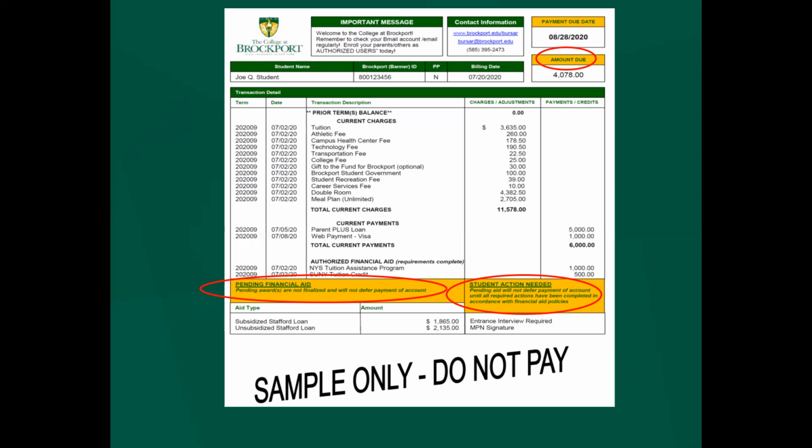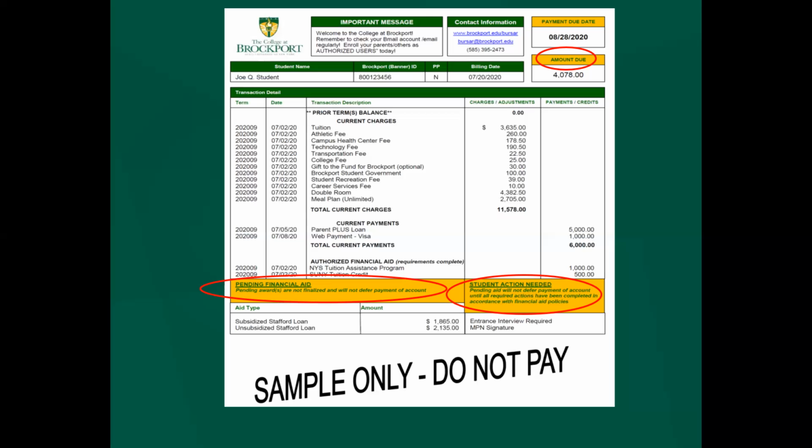Moving back to the transaction description column, at the very bottom, we have authorized financial aid in the form of New York State Tuition Assistance Program, or TAP, and SUNY tuition credit. Those credits will be represented like the payments in the far right column of payments and credits. If we subtract the authorized financial aid of $1,500 and the current payments of $6,000 from the total current charges of $11,578, we have the amount due in the top right corner of $4,078.